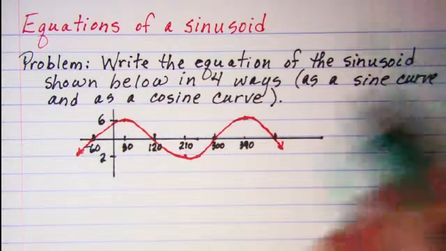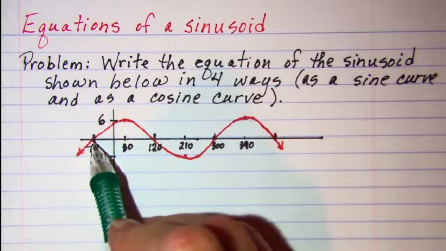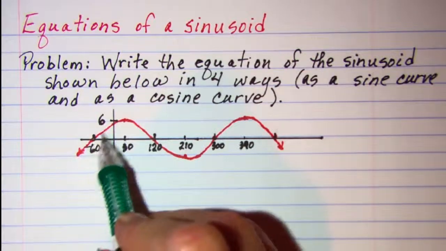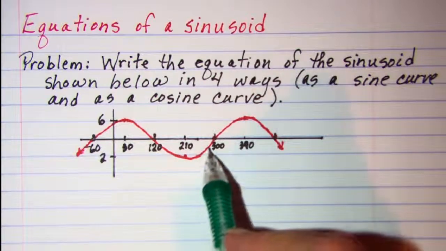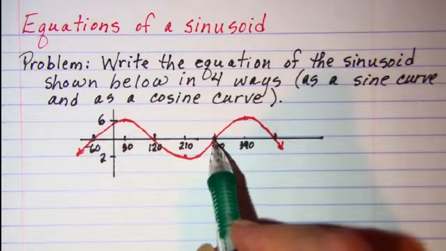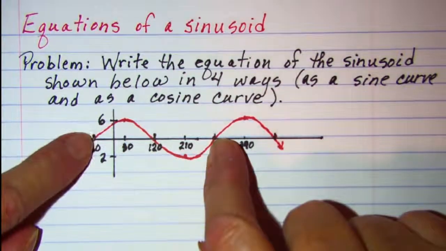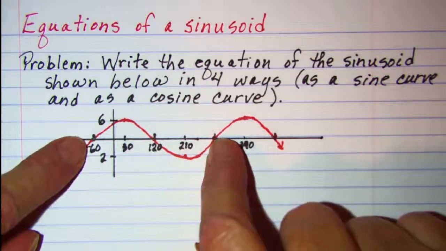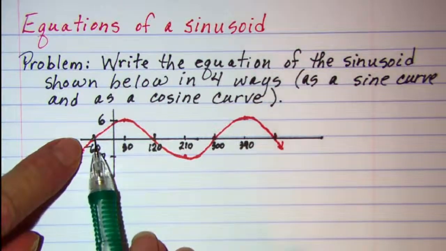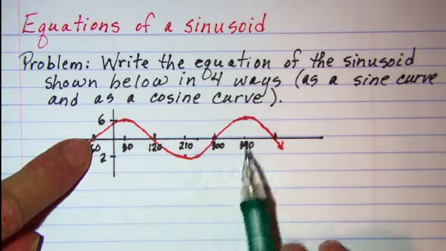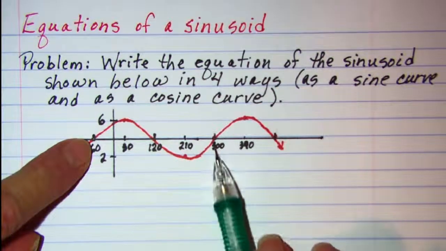A sine curve starts its period at the axis and then heads up, hits the axis again, heads down, and finishes the period. So as a sine curve, this sinusoid is shifted left 60 degrees because it normally ends at 360 and this point is 300.